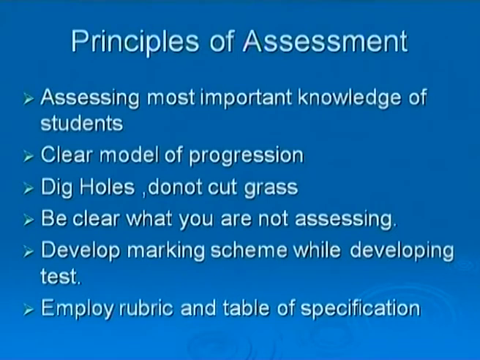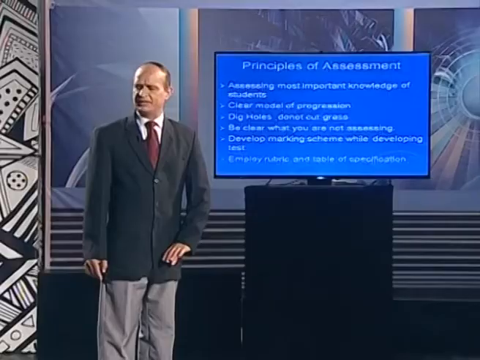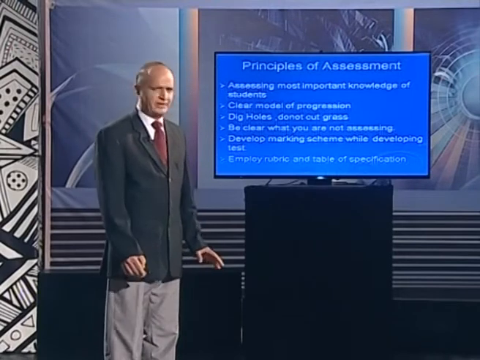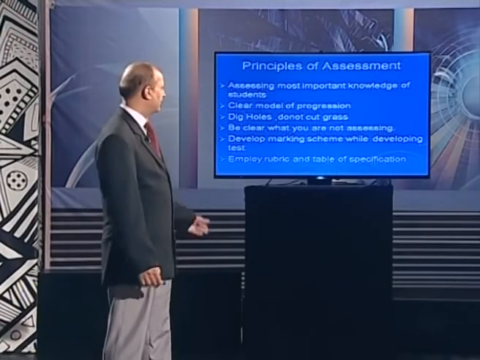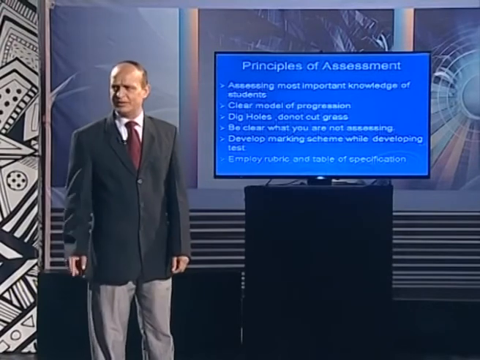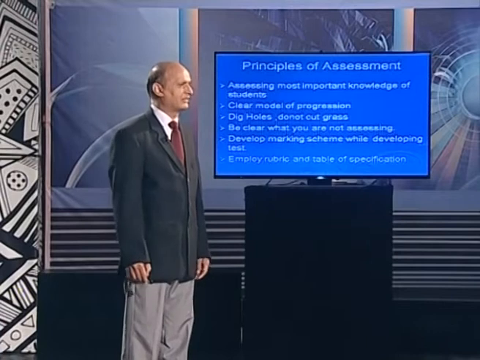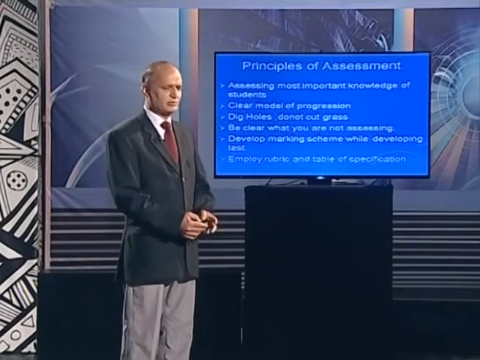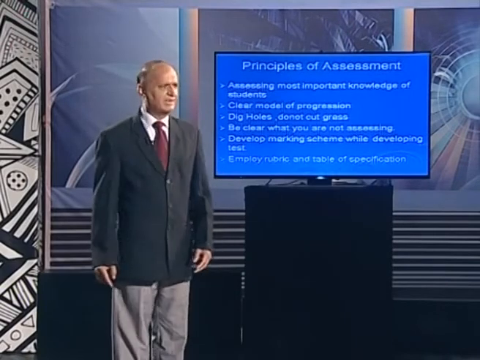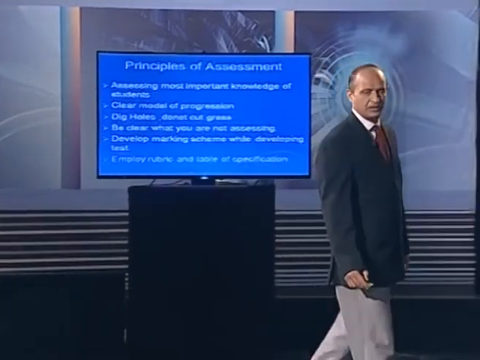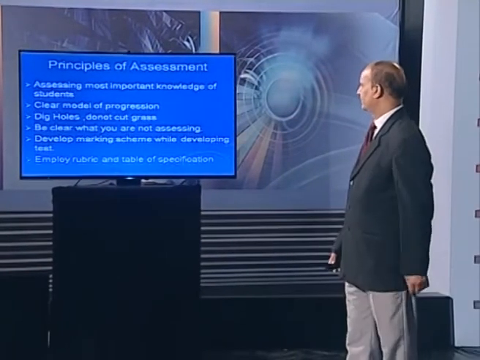Assess the most important skills of the students. It means that when a teacher develops an assessment or goes through the process of assessment, it should be aimed at assessing the important knowledge of students. Then there should be a clear model of progression, that is how you have to proceed to assess the knowledge, the skills, and the behaviors of the students. That is the affective domain according to Bloom's taxonomy.